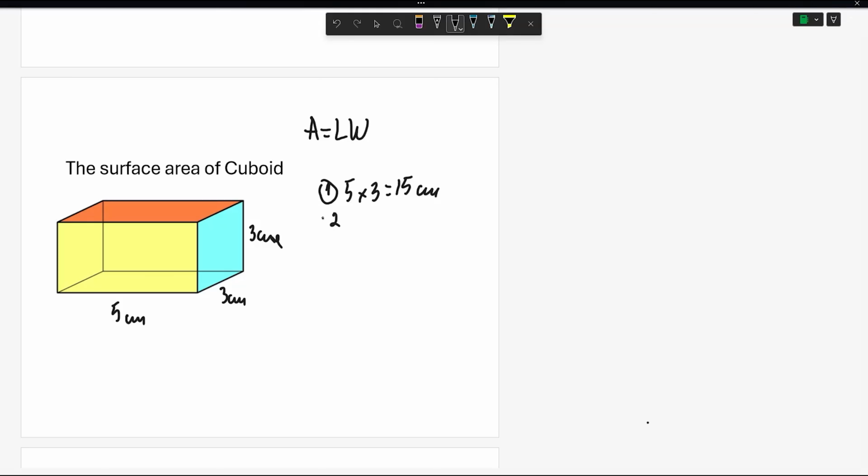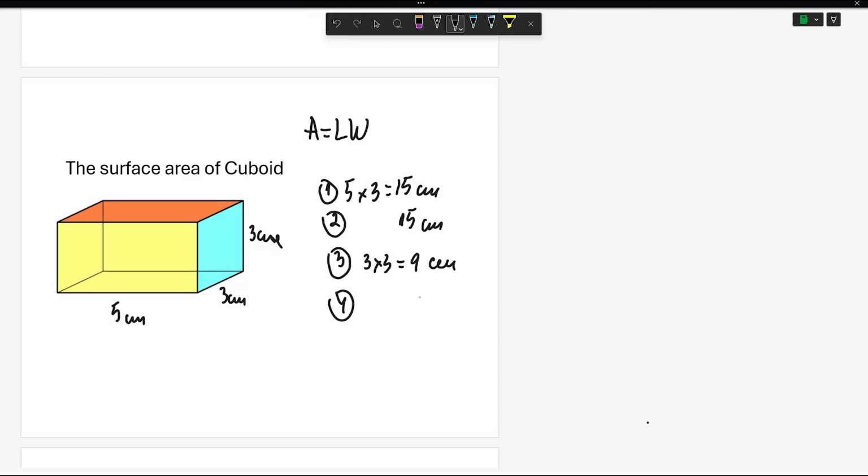Side 2 is on the back, so it's exactly the same. So you just copy your 15. Then side 3, let's say this is our side 3. What I have is 3 and 3. You just again use the formula. 3 times 3, it's 9. Side 4, it's that side here, which is exactly the same. So you just copy 9.